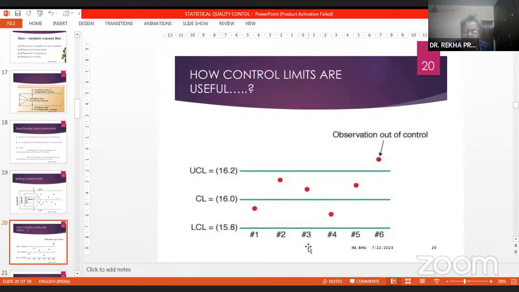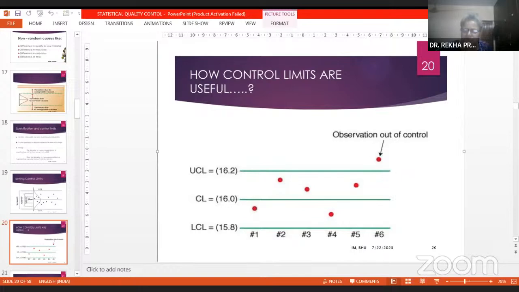See over here, take this example. The control limit is the mean, and the upper control limit has been calculated at 16.2, and the lower control limit has been calculated as 15.8. So one observation is more than 16.2, so this observation is out of control.